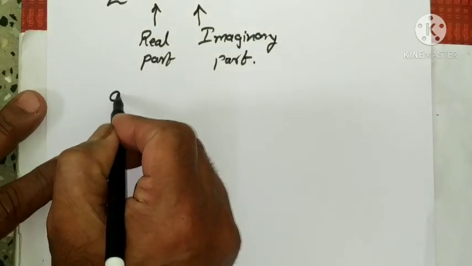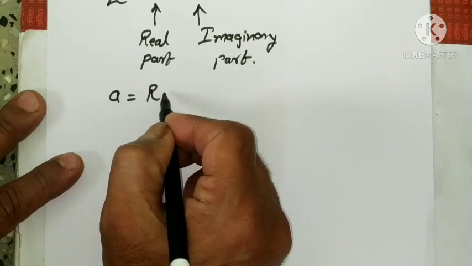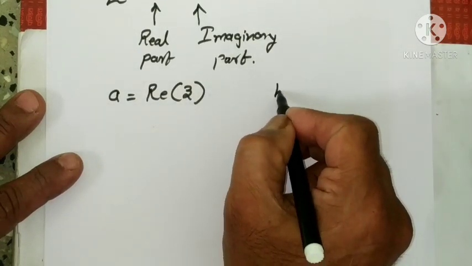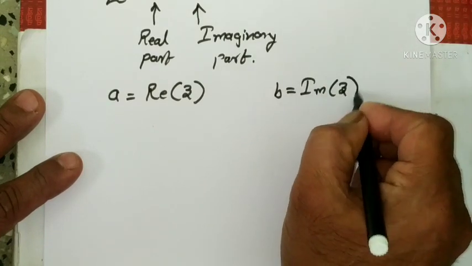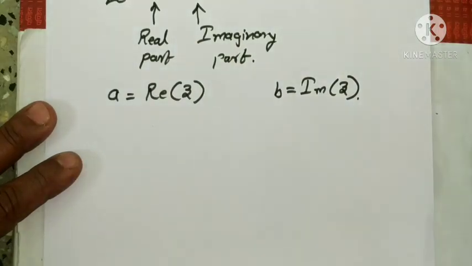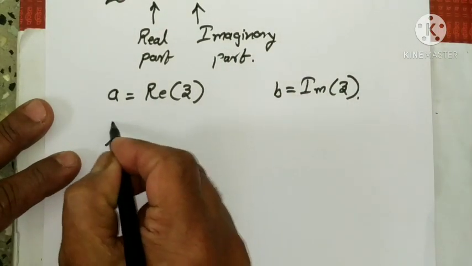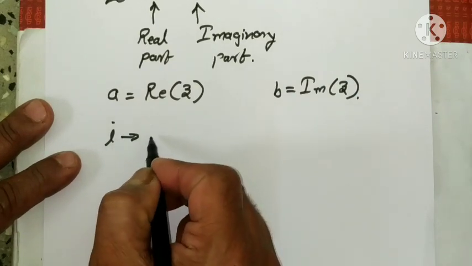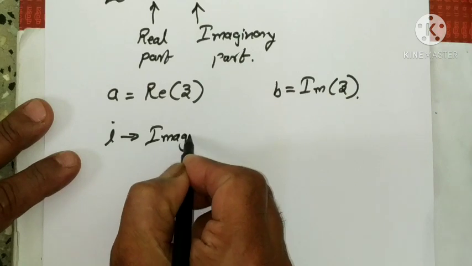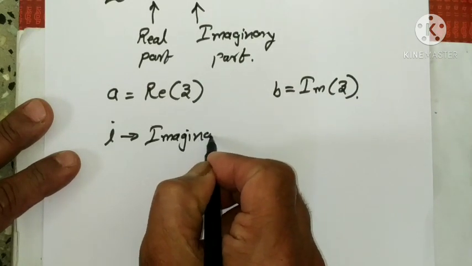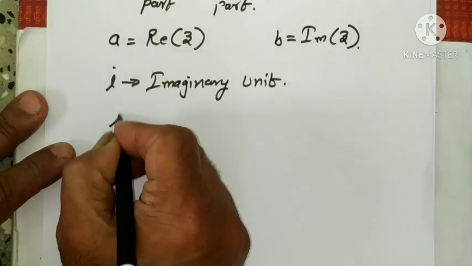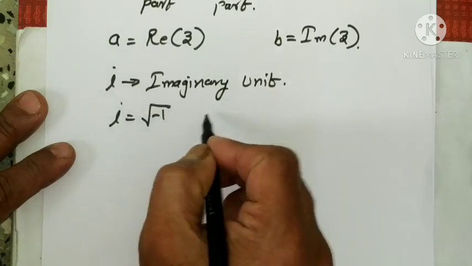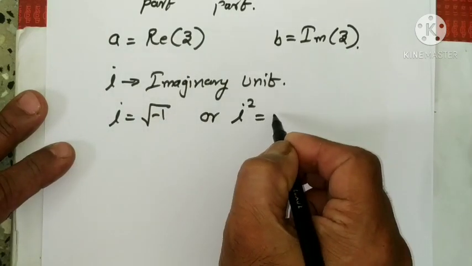Then a is equal to the real part of Z, and b is equal to the imaginary part of Z. i is known as the imaginary unit. i is equal to root minus 1, or i square is equal to minus 1.